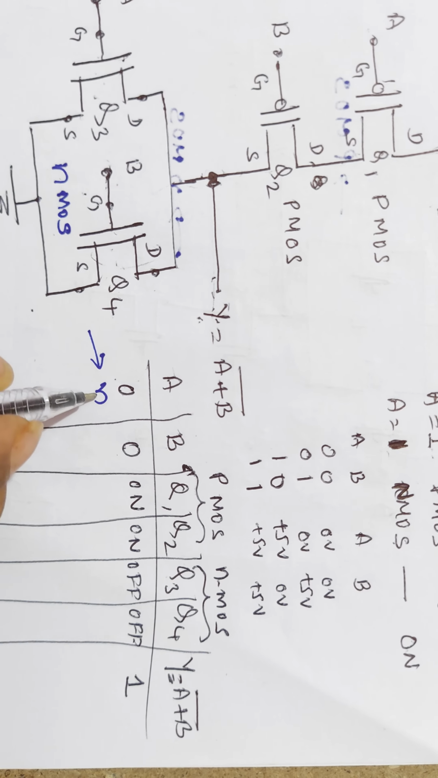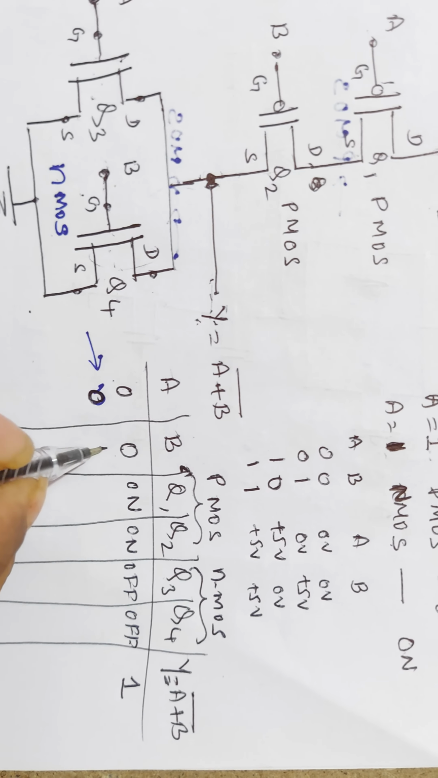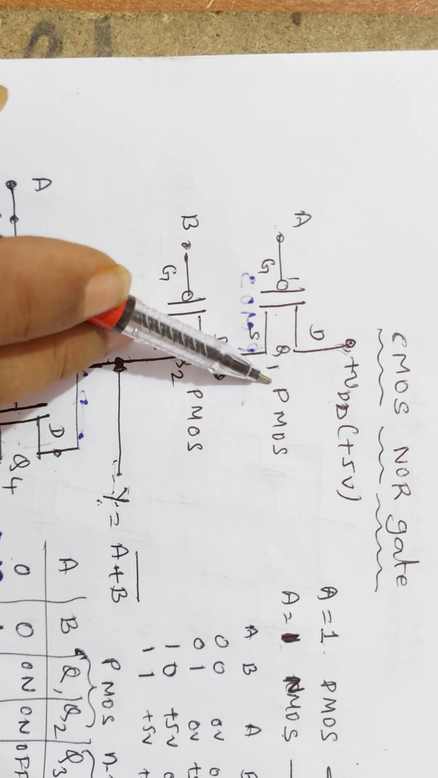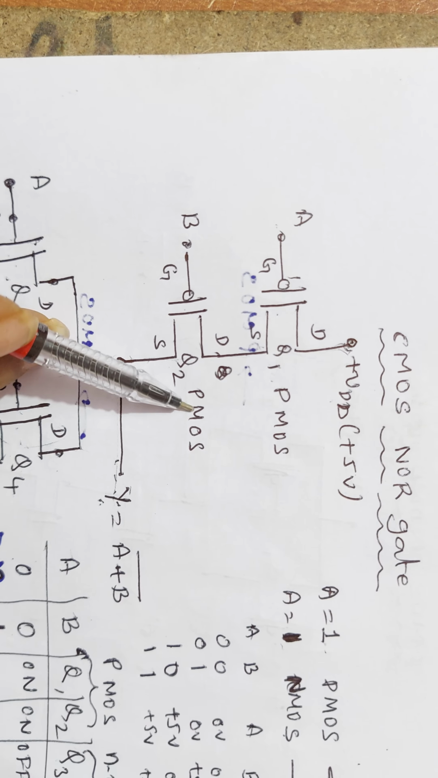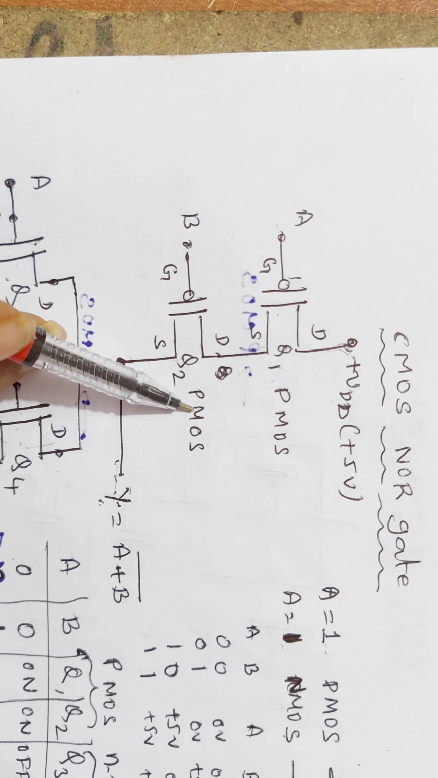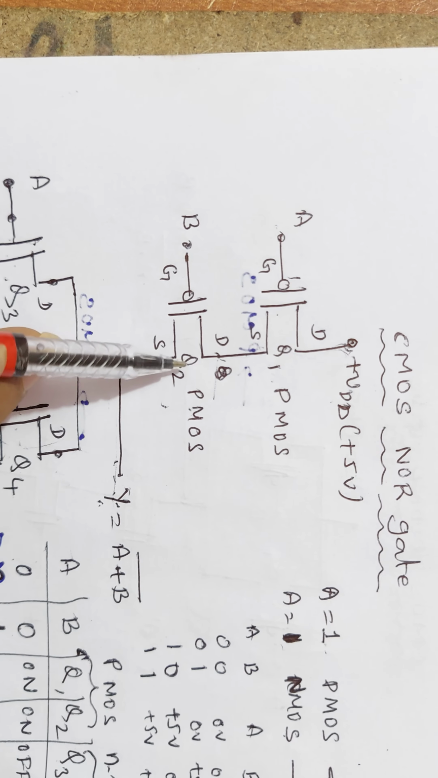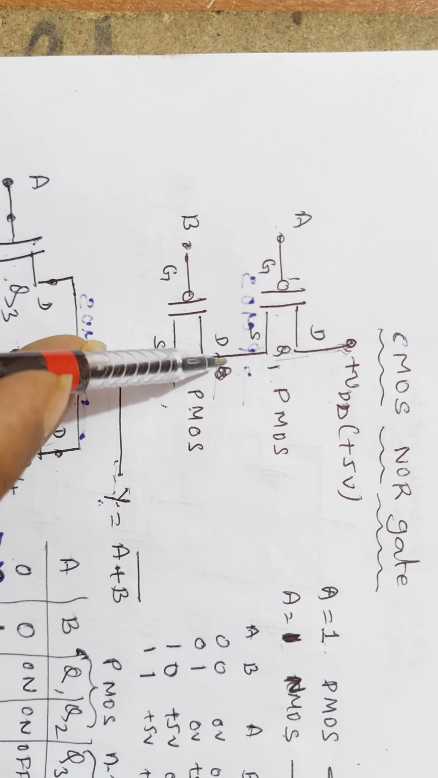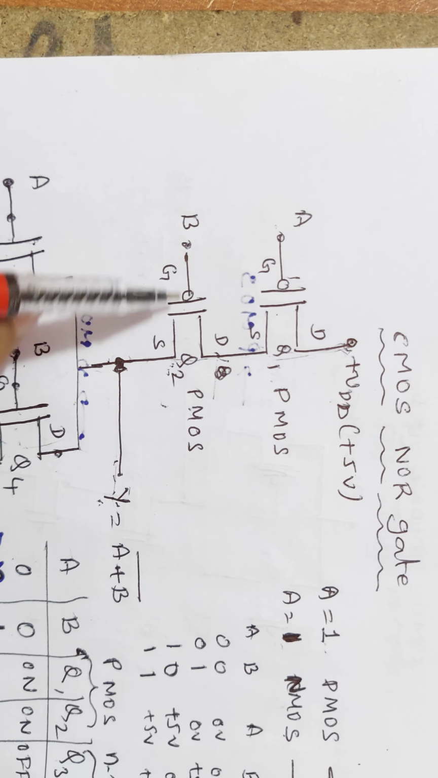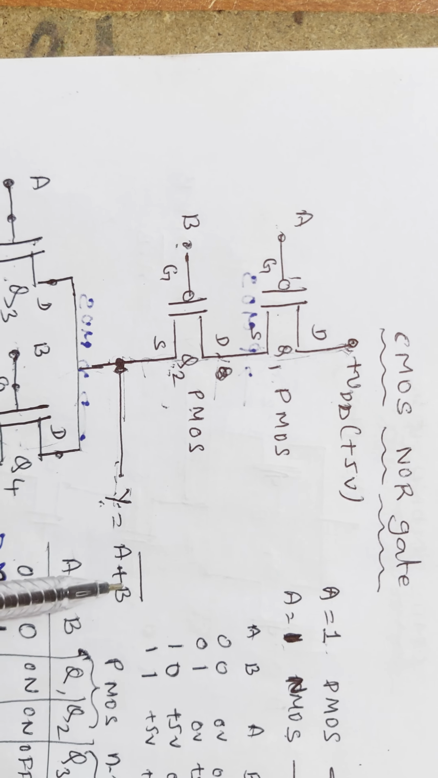Let us consider the second case, when A equals 0 and B equals 1. See this, when A equals 0, since this is a P channel, it goes on. But B equals 1, therefore this one goes off. When it goes off, it acts as an open switch here. The circuit is disconnected here. Current flows from here to here, but it is blocked because the transistor is off when B is 1. When it is open, no current flows. Therefore, the output Y is equal to 0.